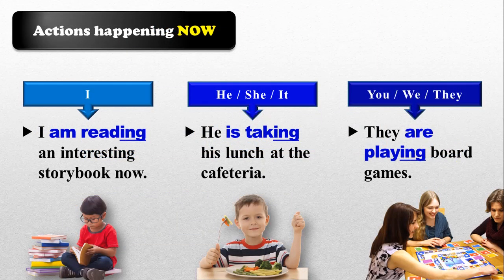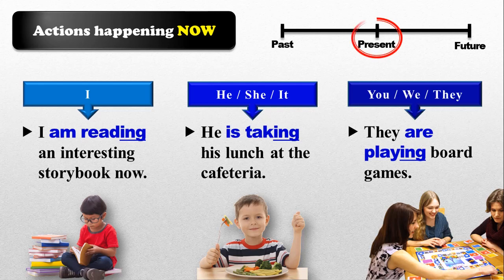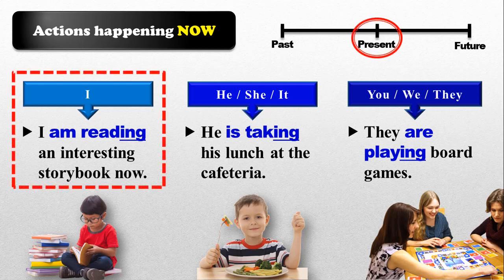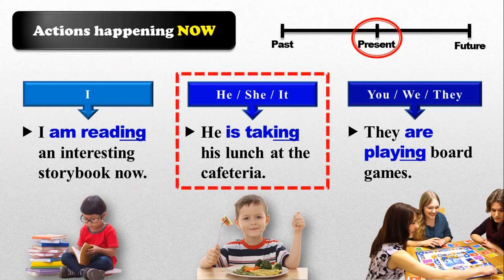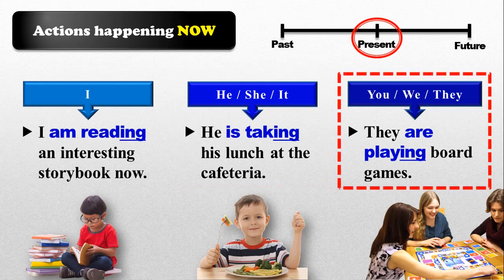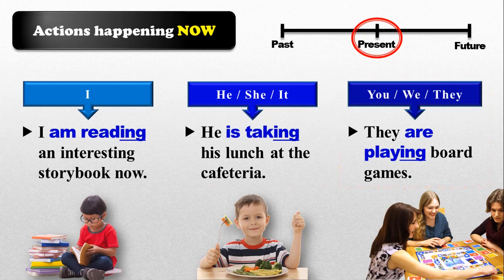Actions that are happening now indicate the present moment. For example, I am reading an interesting storybook now. He is taking his lunch at the cafeteria. They are playing board games. As you can see here, am, is, and are are followed by the ing verbs.